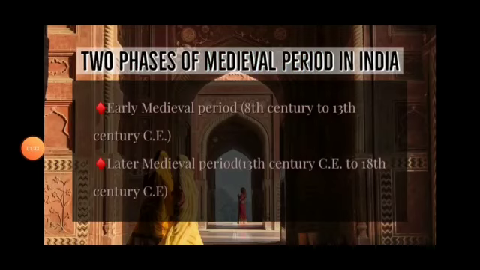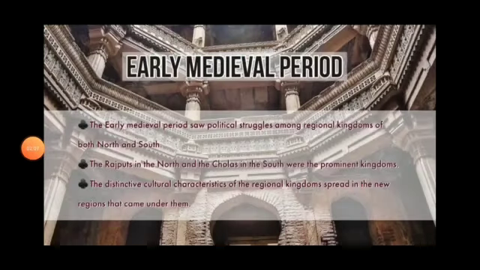Children, we can divide this medieval period in India into 2 major phases. Those phases are the early medieval period and the later medieval period. The early medieval period started from the 8th century to the 13th century Common Era, whereas the later medieval period started from the 13th century Common Era to the 18th century Common Era. We will see the early medieval period first.